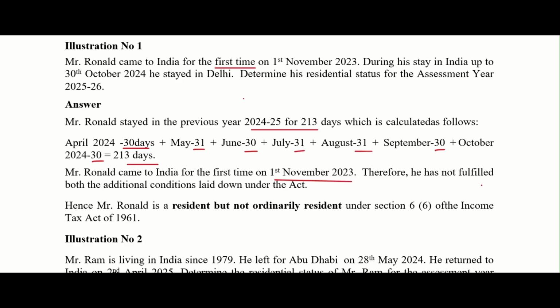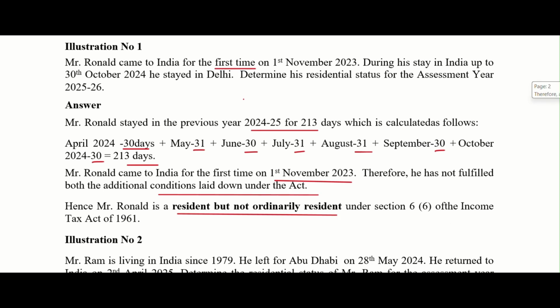Therefore, he has not fulfilled both the additional conditions laid down under the Act. So the additional condition is not met, because 2 out of 10 previous years resident and 730 days during the 7 previous years, both cannot be fulfilled. But he fulfilled one of the basic conditions, the first basic condition, 182 days or more. Hence Mr. Ronaldo is a resident but not ordinary resident under section 6 subsection 6 of the Income Tax Act. Hope through this problem you have cleared the concept, which is more important from your examination point of view.